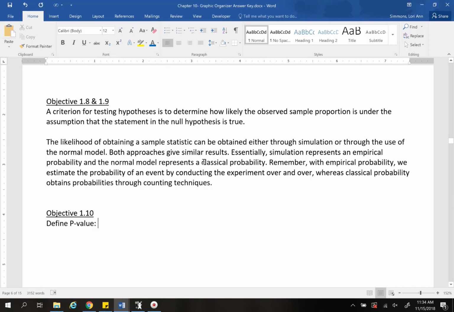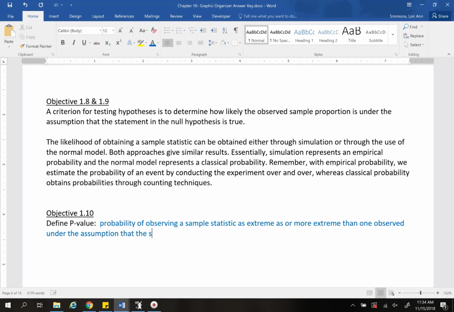We will define the p-value. This is the probability of observing a sample statistic as extreme as or more extreme than the one observed, under the assumption that the statement in the null hypothesis is true.